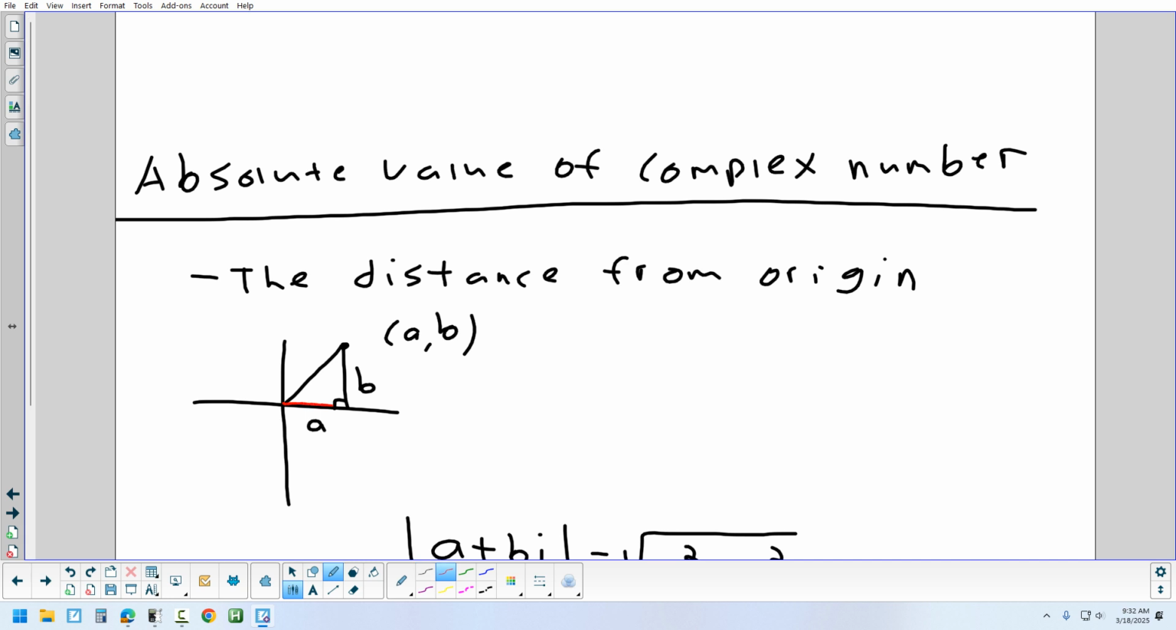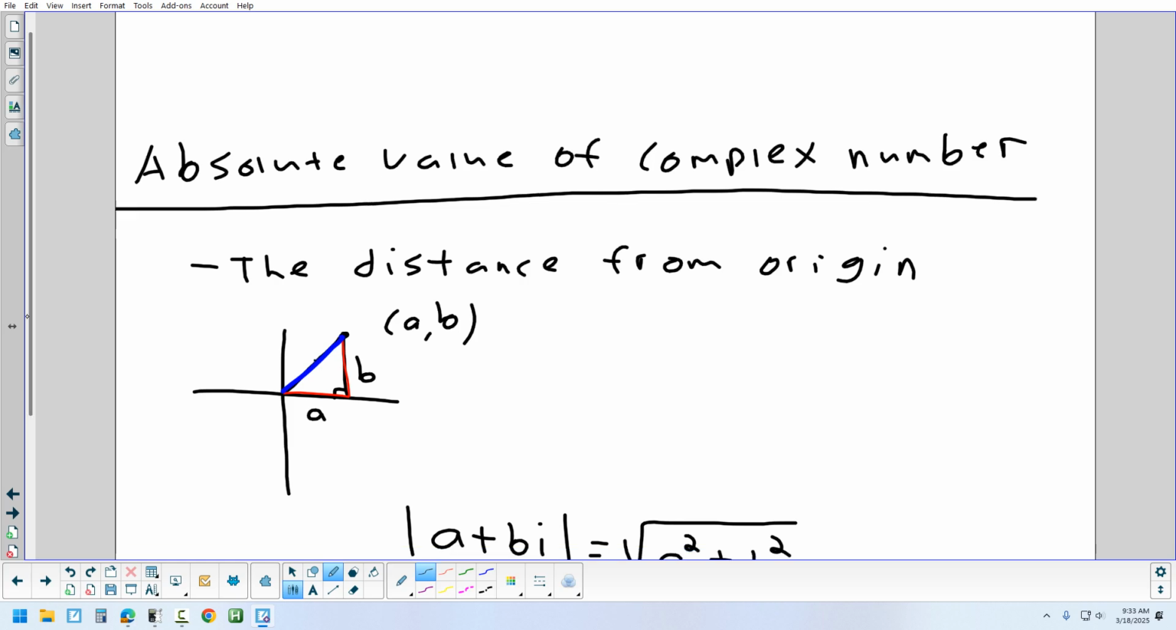Now, if you draw in your hypotenuse, just like that, you have a right triangle where the A and the B are the real and the imaginary numbers. How would you find the absolute value, or how would you get the length of that line segment in blue if you know A and B? Yep. A squared plus B squared equals C squared. What is that? It's the Pythagorean theorem.